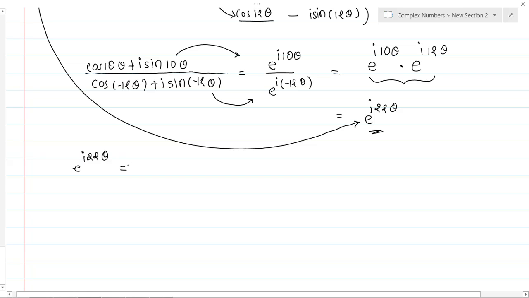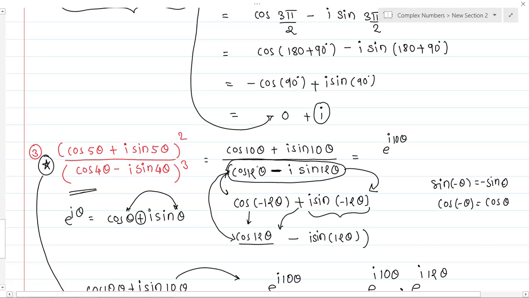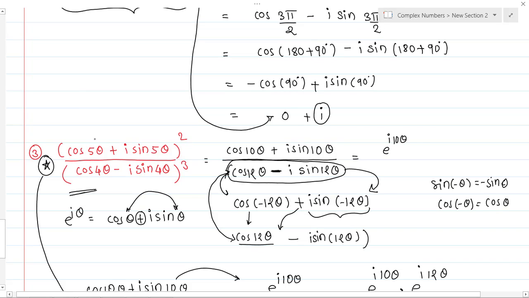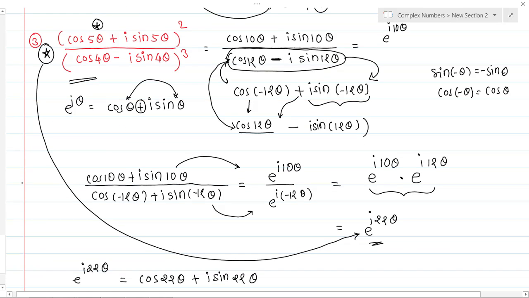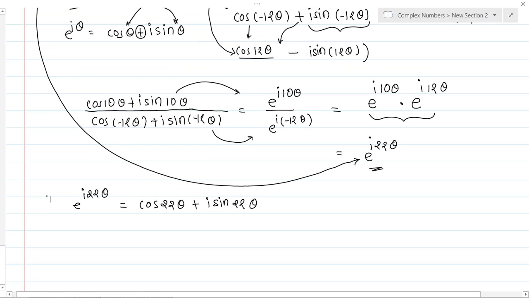Please give me the polar form now. cos of 22 theta plus i sin of 22 theta. This is the final answer. Okay, so this is what De Moivre's theorem is. Finding e raised to i 22 theta manually becomes very, very difficult. That's why this is the application of De Moivre's theorem.